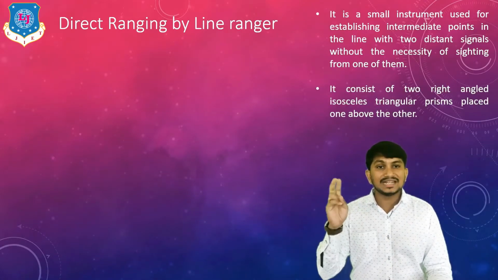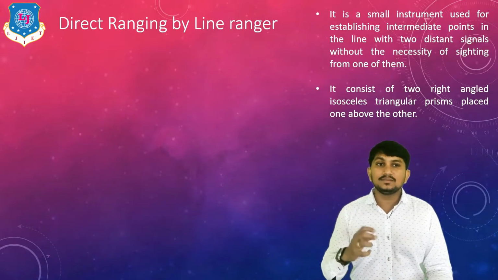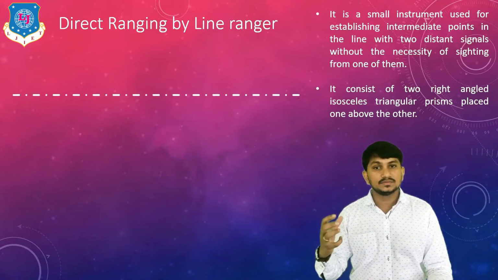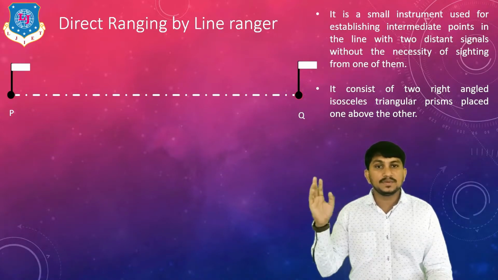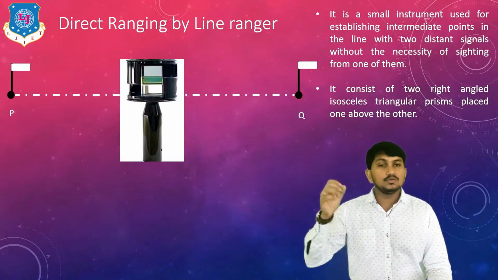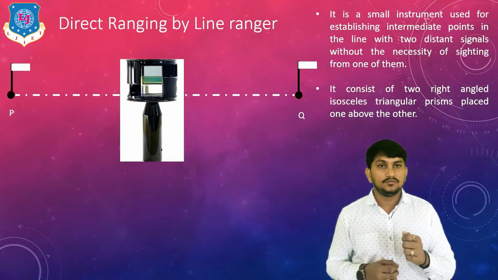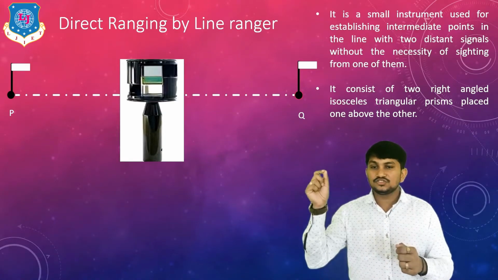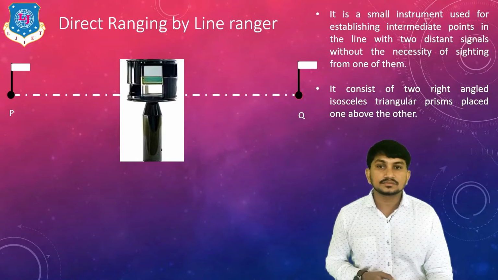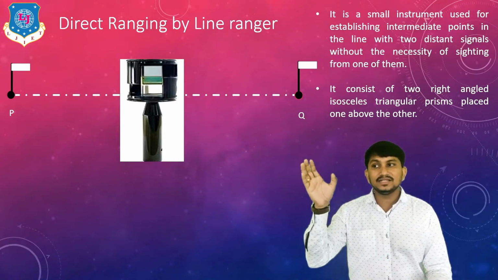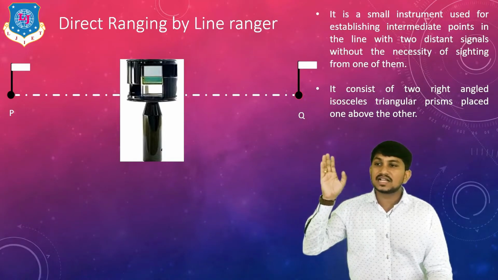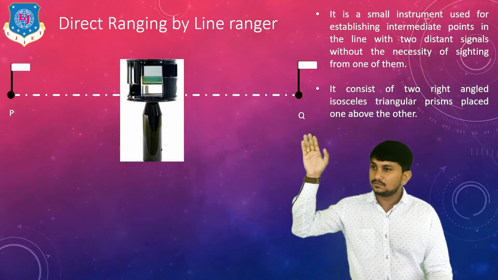It consists of two right angle isosceles triangular prisms placed one above the other. Suppose there is one survey line and two end stations P and Q are there. We have to stand with the line ranger on the chain line like this. There is the image of the line ranger. Here you can clearly see two right angle isosceles triangular prisms one above the other.